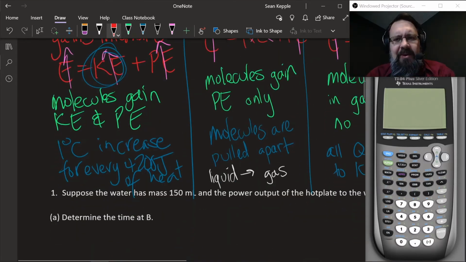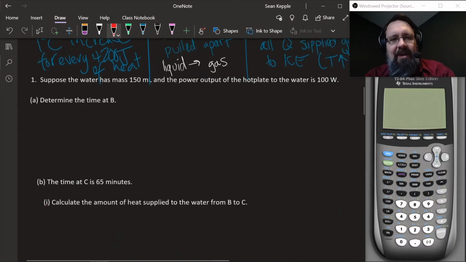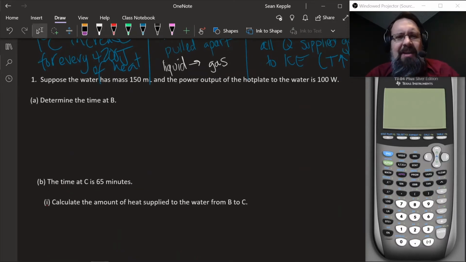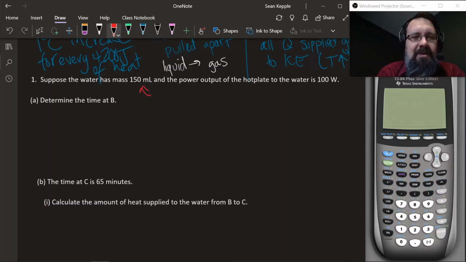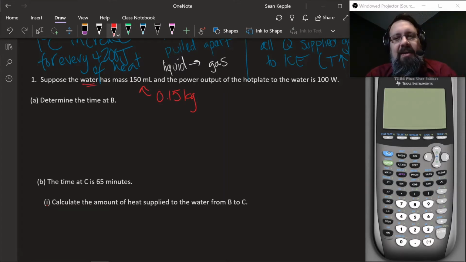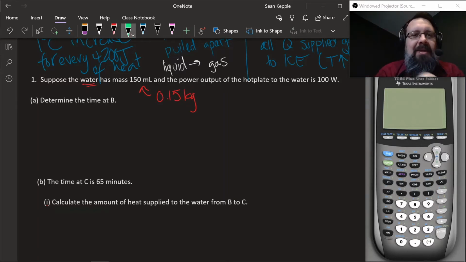Let's do some calculations with this. That's why I've got the calculator up down there. So let's say that the water has a volume of 150 milliliters. So remember what that means. It's 0.15 kilograms. This is water. So we can use the fact that the density of water is 1 kilogram per liter, or 1 gram per milliliter. And then the hot plate is going to be outputting to the water at 100 watts. We'll just keep it simple. We'll choose 100 watts. It's probably a little higher than what you would see in a hot plate, but 100 watts is just to make the math easier.